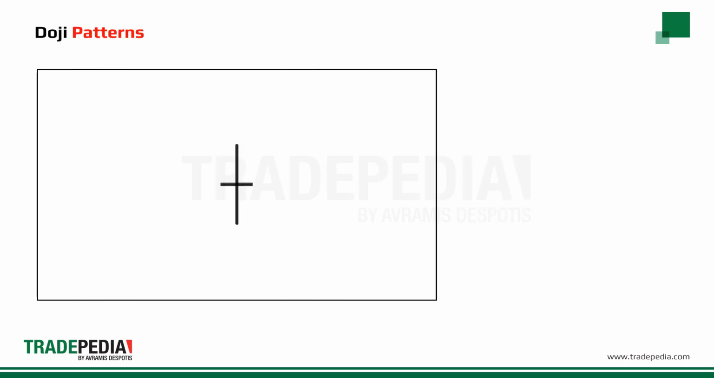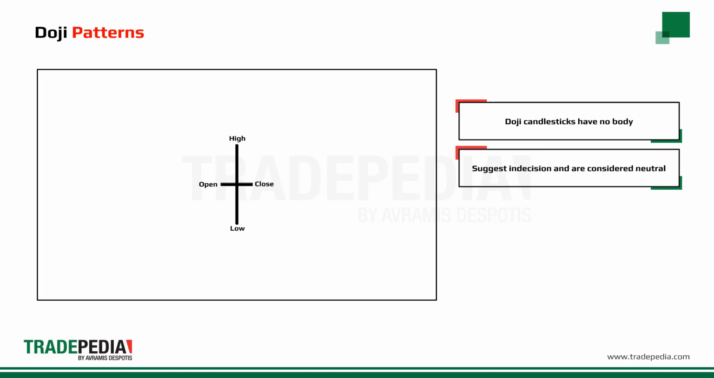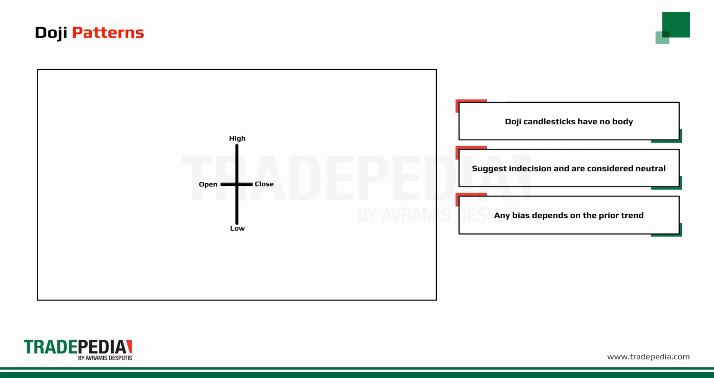A well-known type of candle is the doji candlestick. Dojis have no body because they have the same or almost the same open and close price. They generally suggest indecision or a struggle between buyers and sellers, and therefore are considered neutral patterns. Any bullish or bearish bias depends on the prior trend, with confirmation coming from the candle after the doji.